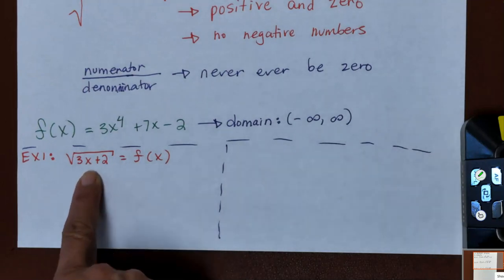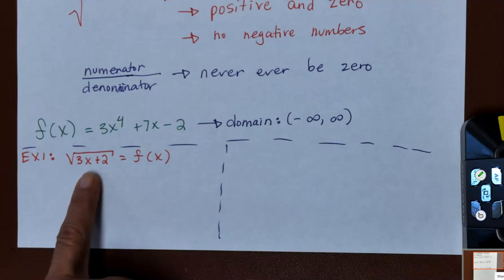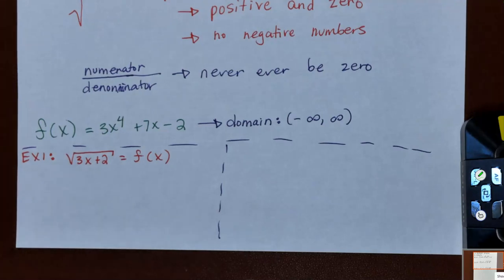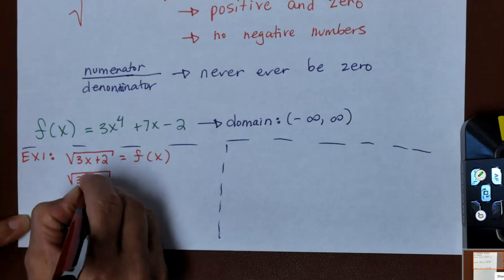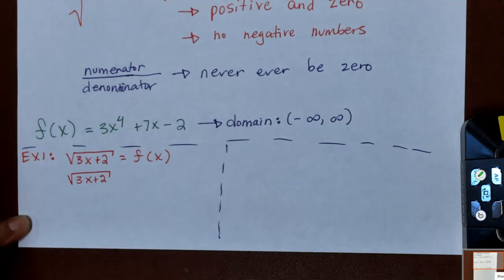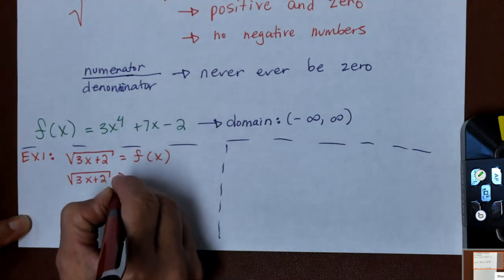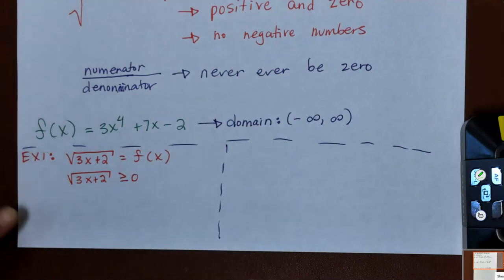Right, it cannot be negative. So if it cannot be negative, what does it have to be? Positive. And what's that one number that doesn't have a sign? 0. So what we're going to do is we're going to mathematically write just what you said. It has to be greater than or equal to 0.